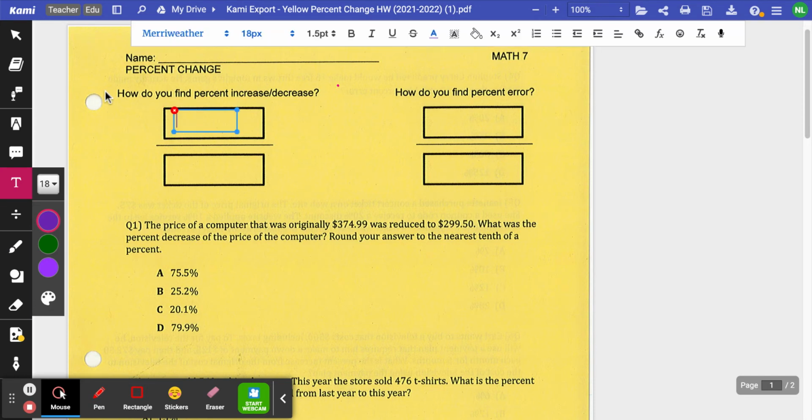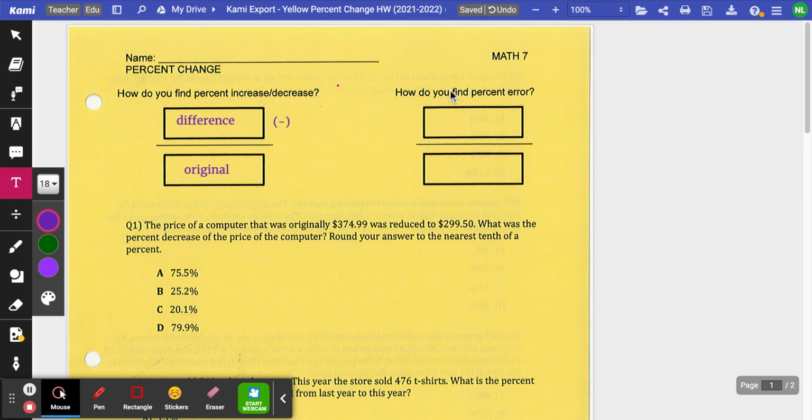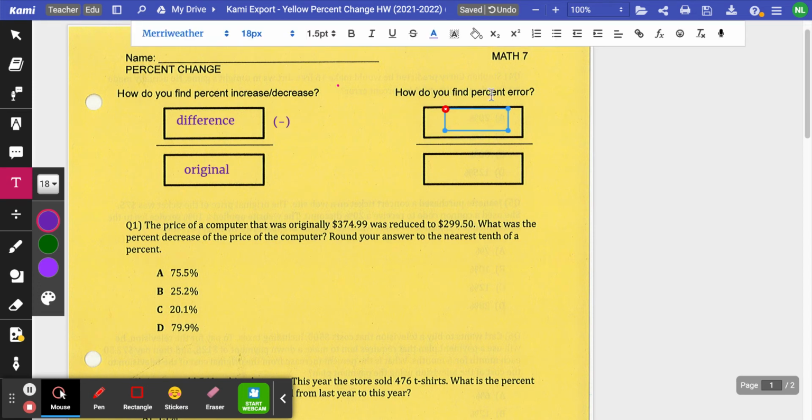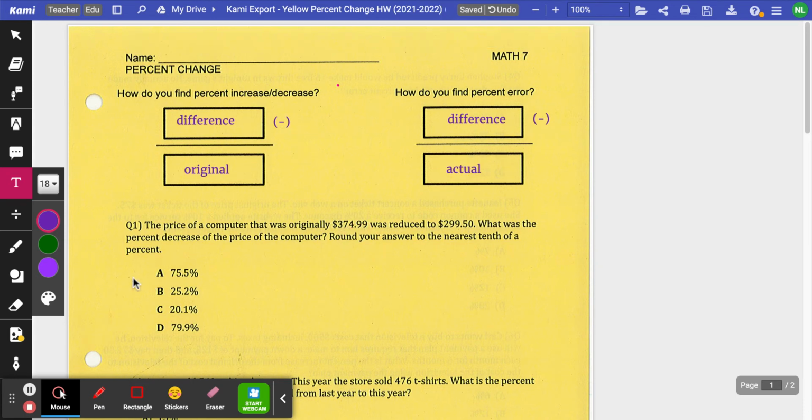Just remember how you find the percent increase or decrease is the difference over the original amount. And then the difference has to do with subtraction. When you're looking for the percent error, you're still finding the difference between the two numbers, which again is subtracting, and you're going to put it over the actual amount. So that's going to be really important for you to know.